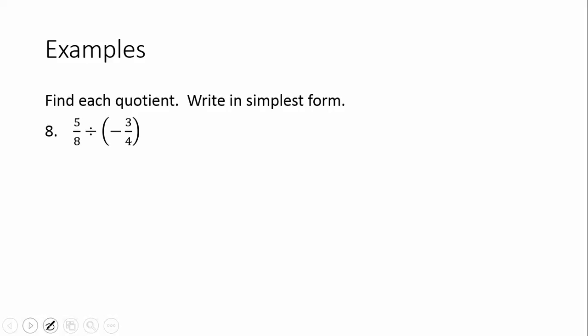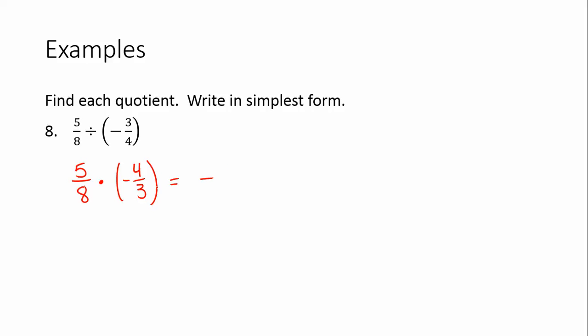Okay, we have 5/8 divided by -3/4. So first thing I want you to pay attention to here are the signs on these fractions. What is your answer going to be, positive or negative? Hopefully you're saying negative. 5 over 8 times a -4 over 3. Positive times a negative is going to be a negative.